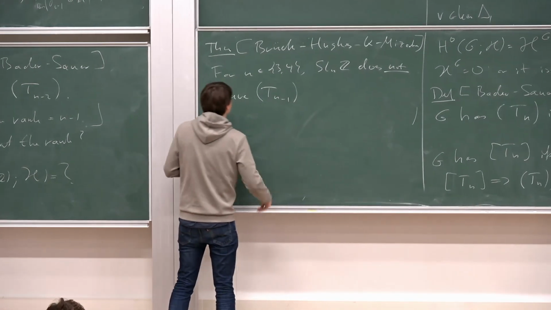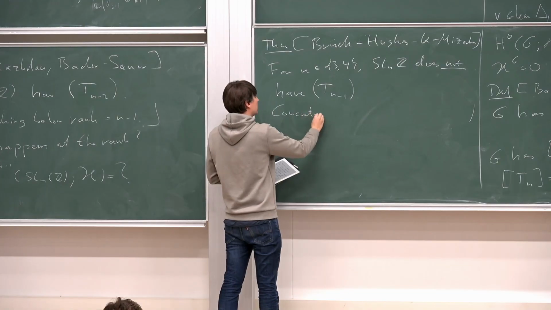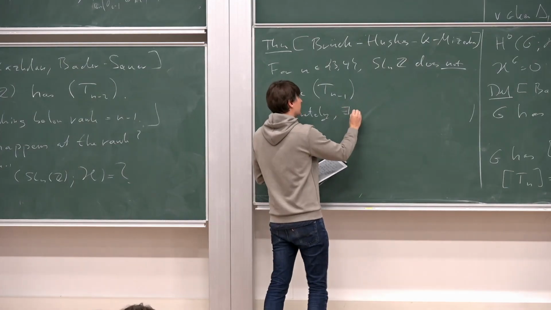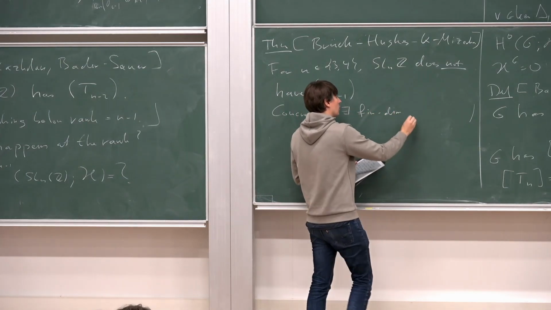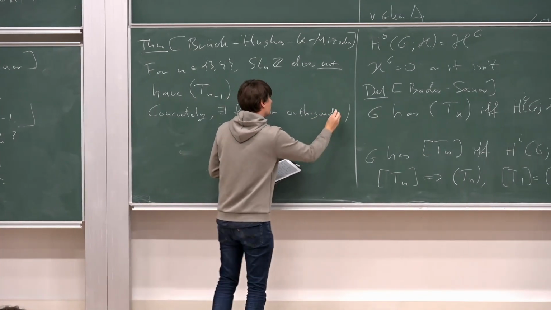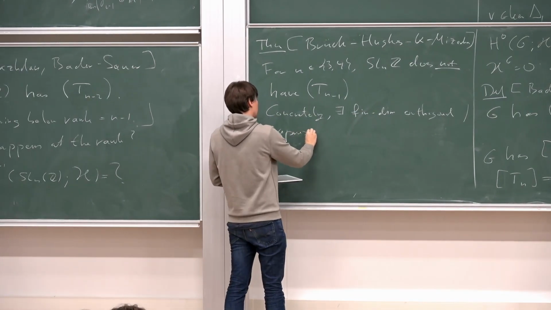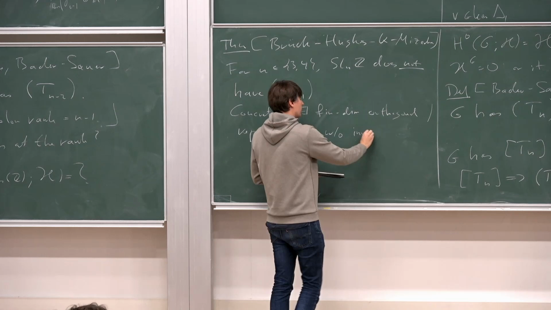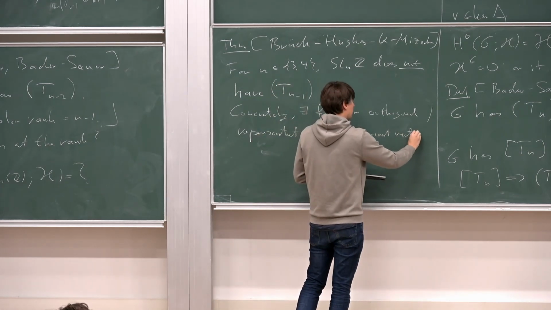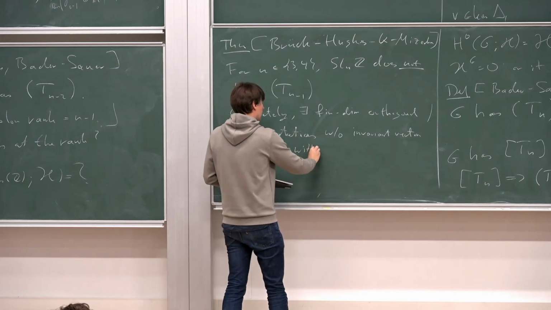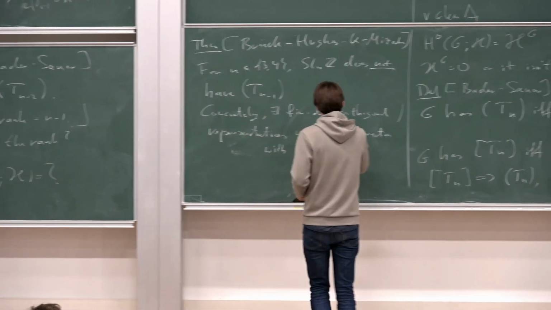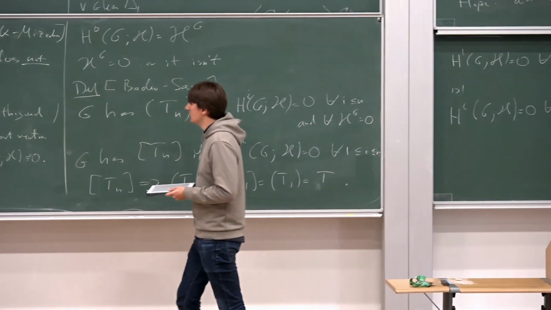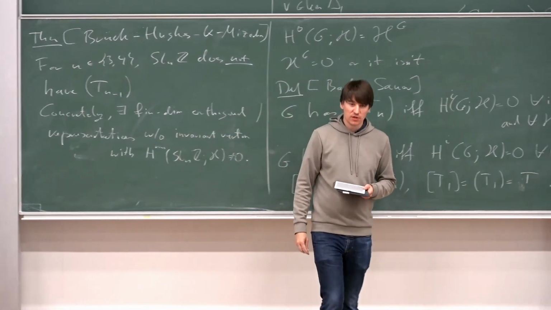And more concretely, in fact, if you show that you don't have this higher property T, we actually exhibit explicit representations which witness this. So concretely, there exist finite dimensional orthogonal representations without invariant vectors, and trivial invariant vectors, with the cohomology nonvanishing, so it fails on relatively well-behaved representations.